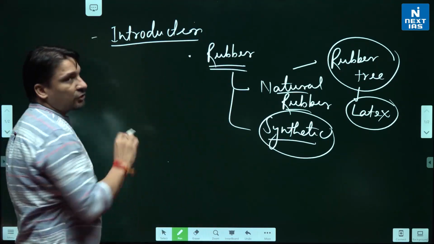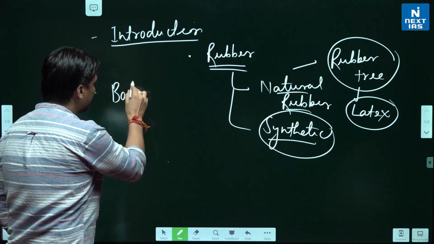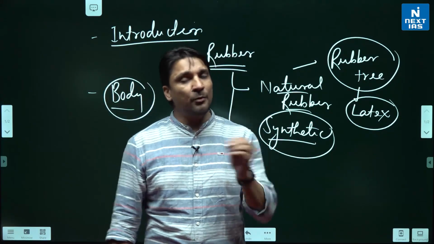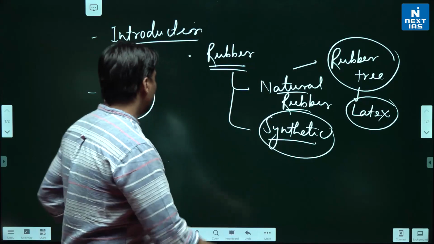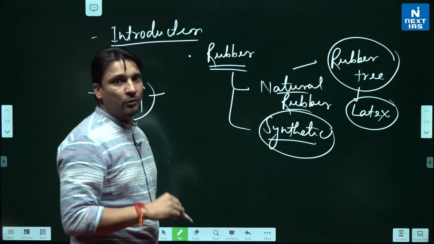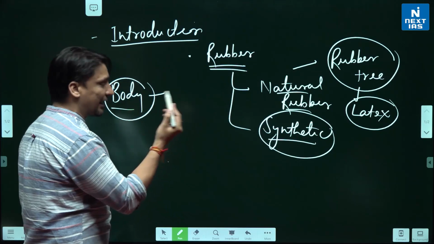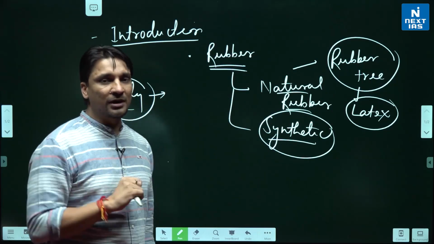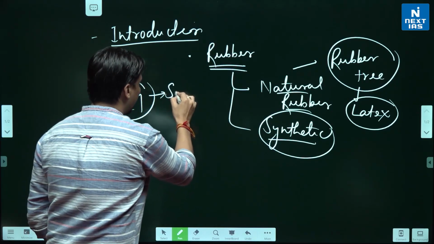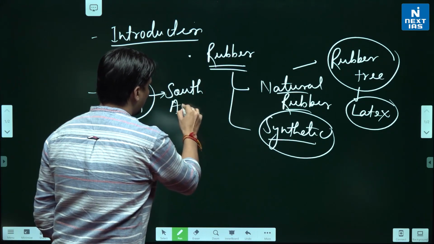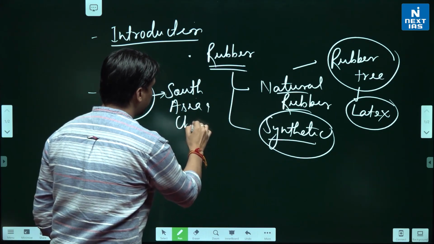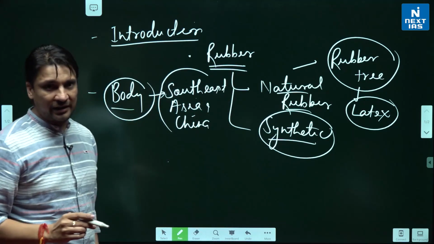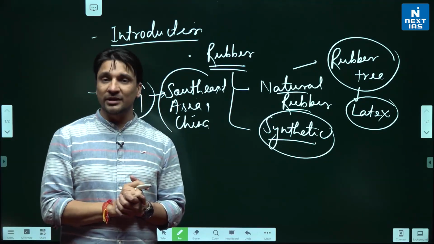Now, after the introduction, the body of the answer will include the areas of rubber production and environmental problems associated with rubber production. So what are the areas? First, you are supposed to write about natural rubber production areas. There are 4 major regions in the world where natural rubber is produced. One is Southeast Asia and adjoining parts of China. This is the largest rubber producing region in the world.